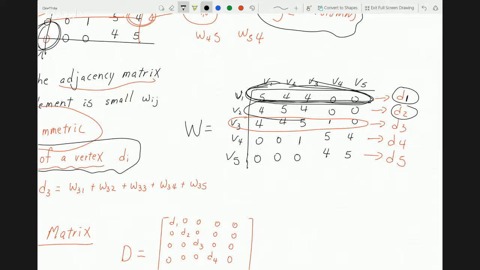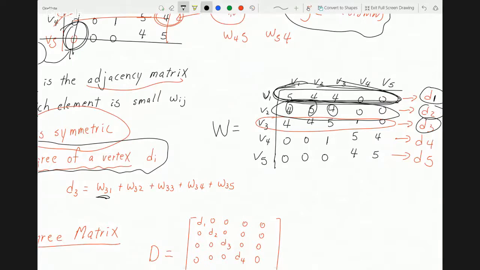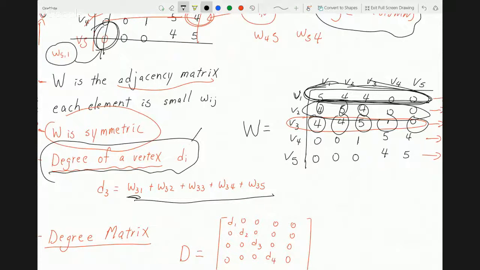d2 is the sum of the second row, which looks like 8 plus 5. And d3, as you can see, is w31, w32, w33, w34, w35, the summation of all of these. So when you see lowercase d, you have to check this index here. That tells you which row we're talking about.